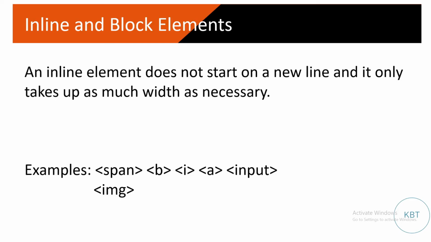Now, one of the things we would also want to look at, definitely we'll go back into VS Code and see how some of these things work. Some of them are inline elements, others are block elements. An inline element, as the name suggests, puts things on the same line. An inline element does not start a new line. It only takes up as much width as necessary on the line. Examples of inline elements are the span, which we are going to look at, then the B tag or the bold tag, the italic tag, the anchor tag, the input tags, as well as the image tags.